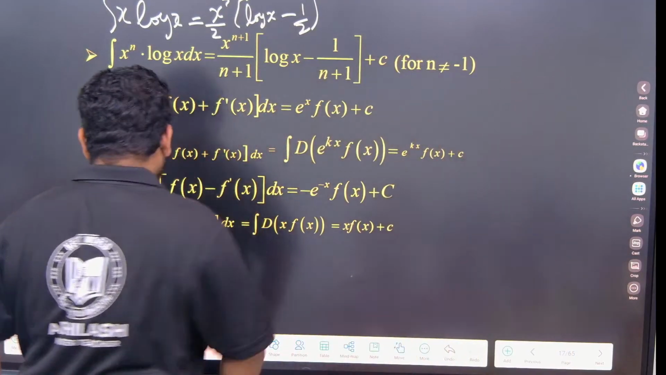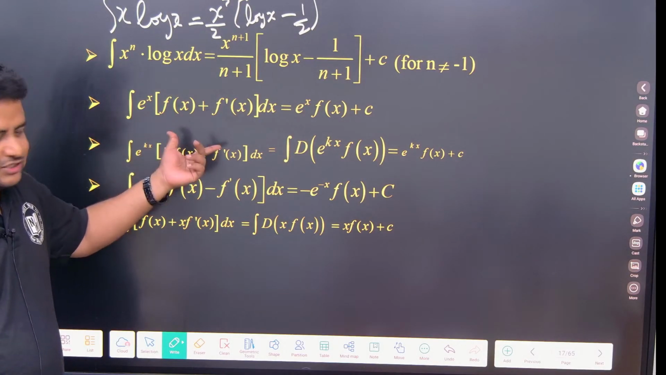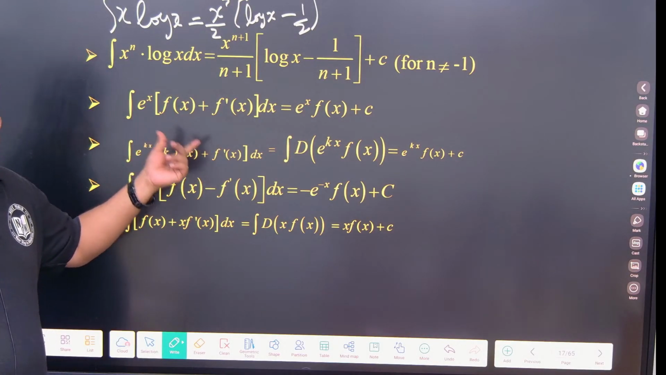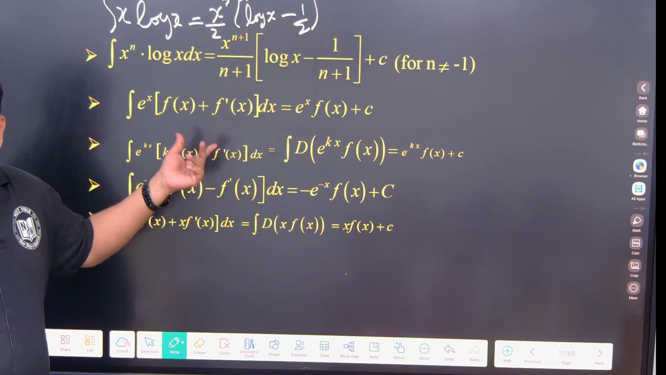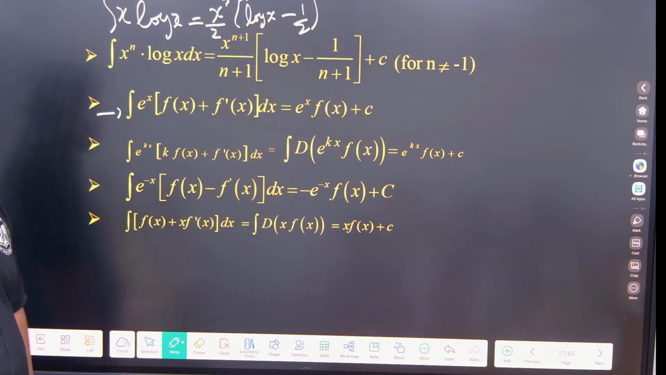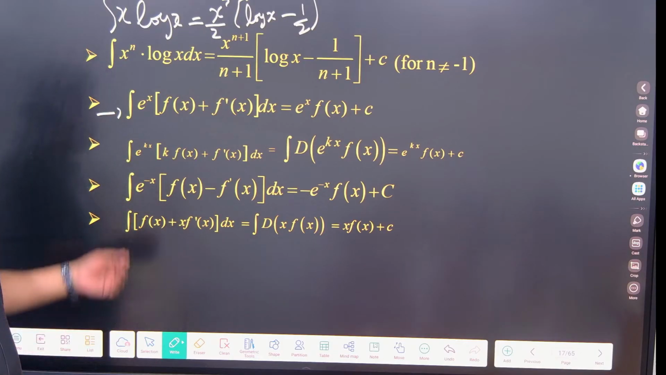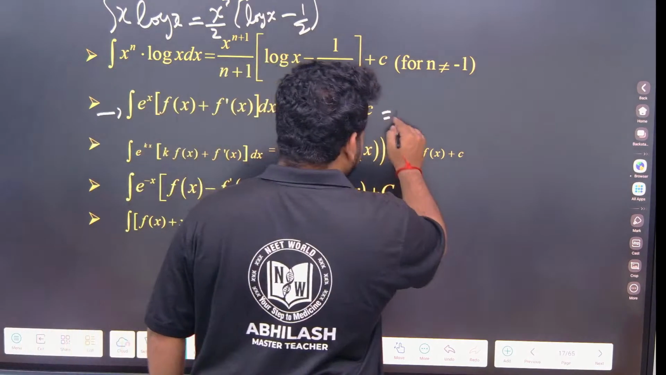So see here, e power x, this is highly important. E power x times f of x plus f dash of x is what? E power x f of x plus c. Okay, write this formula, it is very important. Apart from this, from here we can derive one more thing.